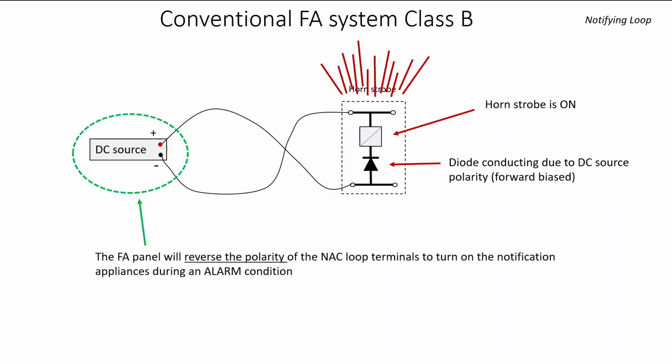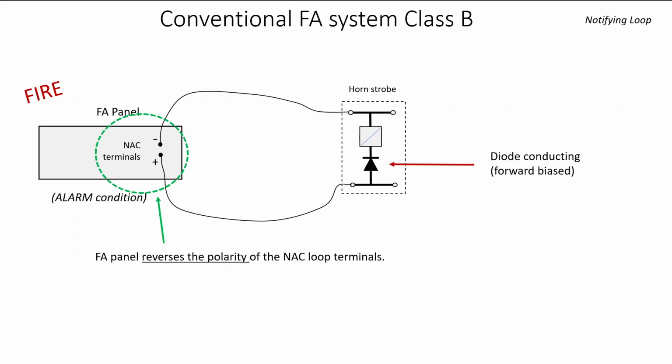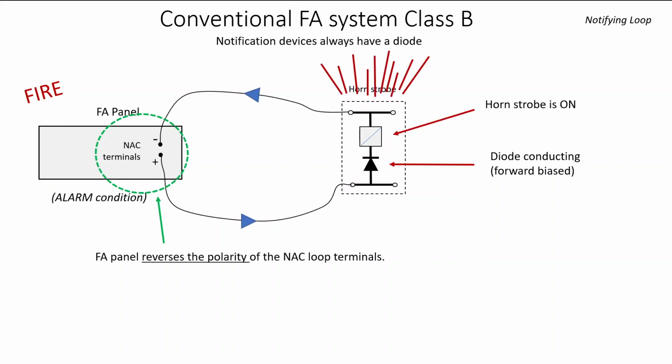A fire alarm panel is designed to reverse the polarity of the NAC loop terminals to turn on the notification appliances during an alarm condition. And there's a reason why we do it this way instead of just turning them on and turning them off. So here's an example of a notification appliance connected in, and the fire alarm panel normal condition, it's blocking. When it senses from the IDC side that there is a fire, it will then go into alarm and it will reverse the polarity of those two terminals to the NAC circuit. And that will cause the NAC devices to energize.